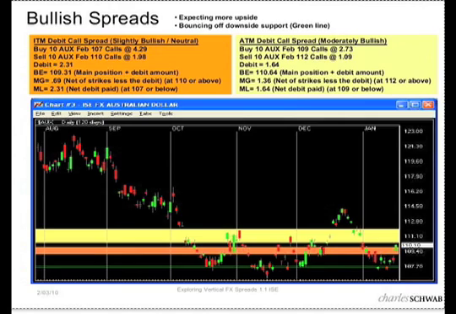Now, once I know the amount of my debit, and I know that this is a 3-point spread, I can easily calculate my maximum gain. It's the difference between the 3-point spread and the $231 that I'm paying, or 69 cents. So in this case, again, I've got $2,310 max loss. My maximum gain is going to be $690.